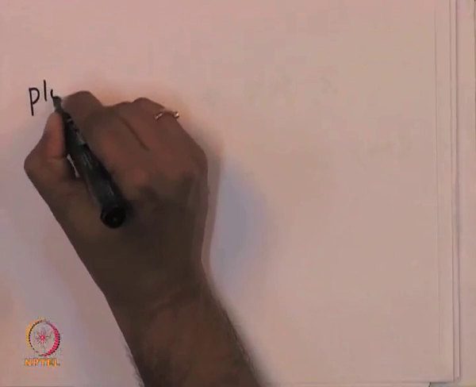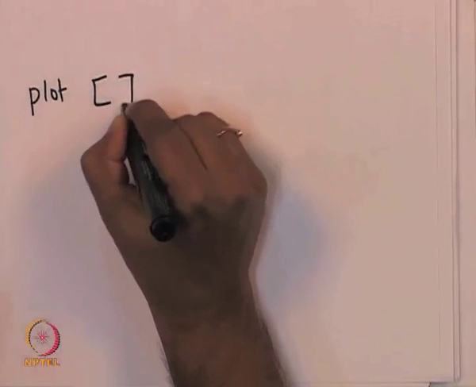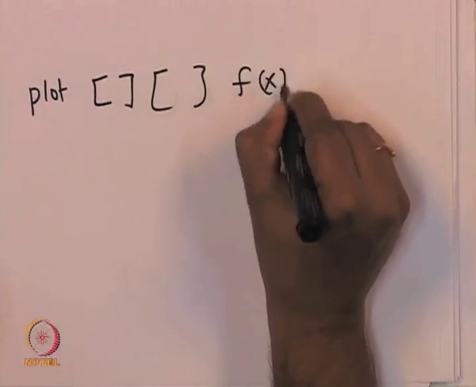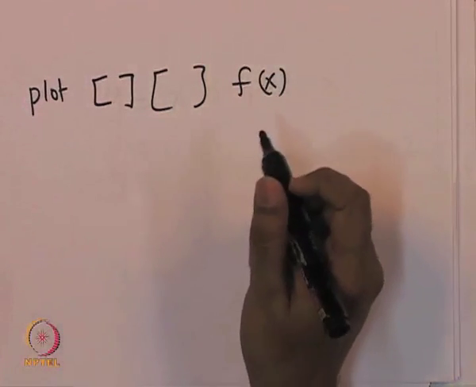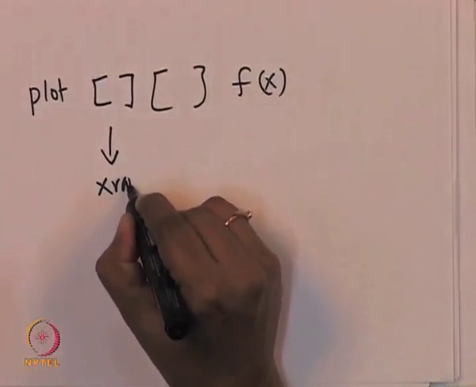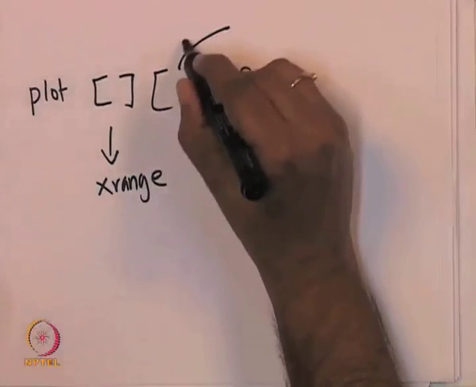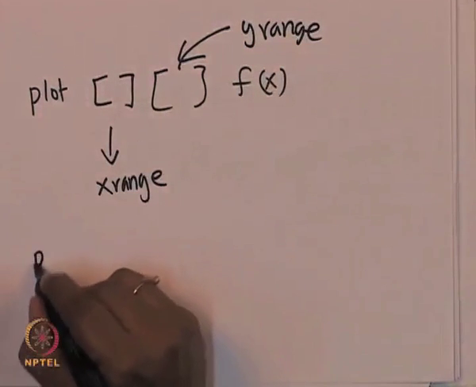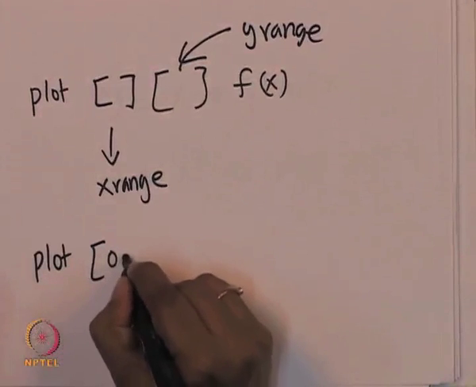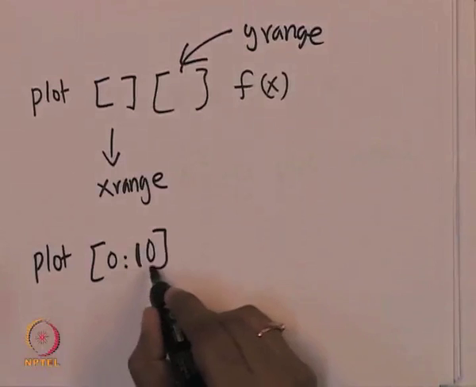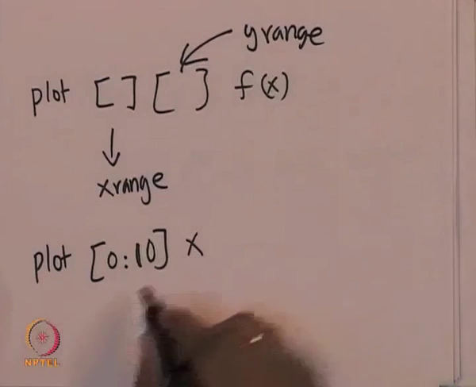So, plot, space, first square bracket, second square bracket, the function you want: x, x square, x cube, whatever you want. This implies the x range will be specified here, and the y range will be specified here. So, if you say plot 0 to 10, the function, the first square bracket implies the x range, this would plot x values between 0 and 10.